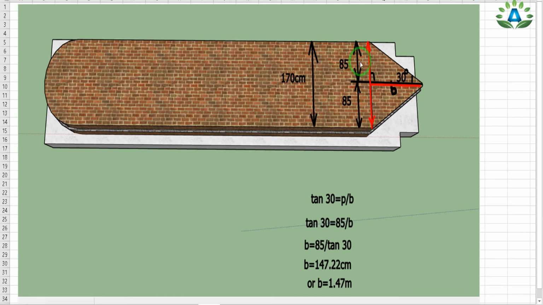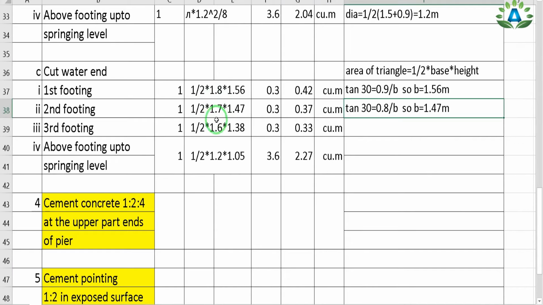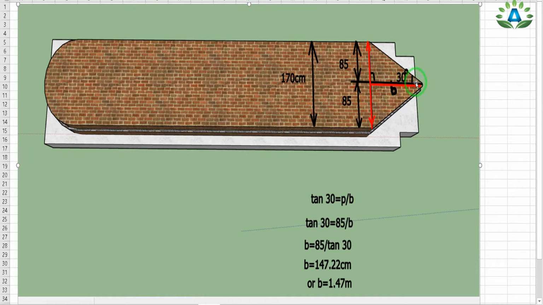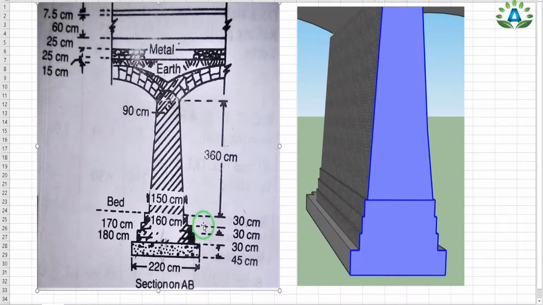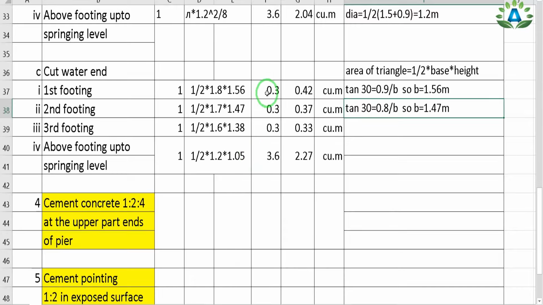So I can write the base is 170 centimeter or 1.7 meter, and the height is this portion, that is 1.47 meter. And we have already calculated this area, and we have to multiply by its height. So height equals the height of the second footing, that is 30 centimeter, that is 0.3 meter. So we get 0.37 cubic meter.